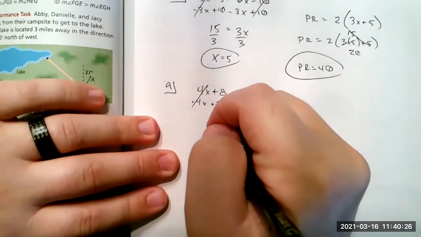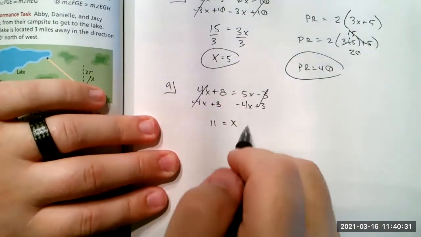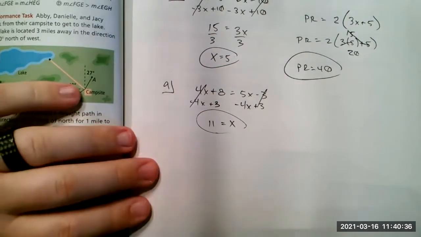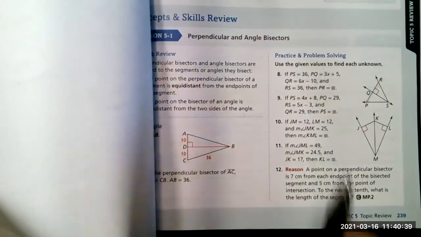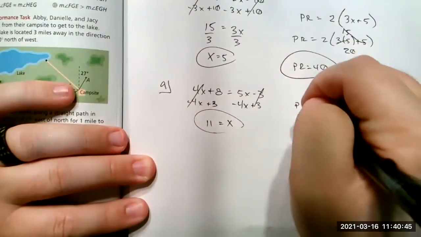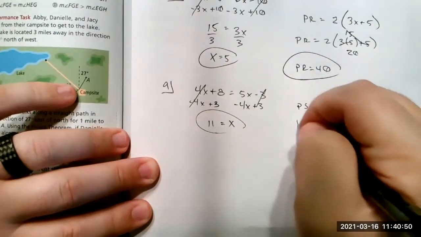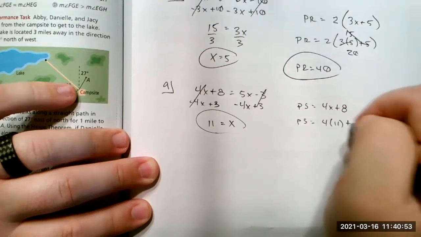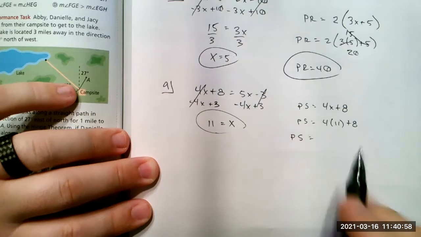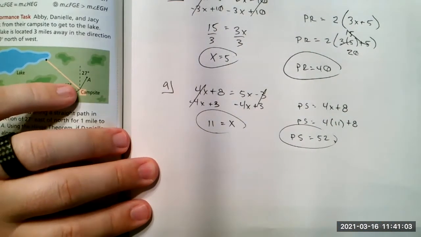So 8 plus 3 is 11. 5x minus 4x is x. So what I find out is that x equals 11. Again, we're not solving for x. That's just kind of a stopping point here. We're looking for PS. They're saying PS is 4x plus 8. Since I know x is 11, I can do 4 times 11 plus 8. 4 times 11 is 44. 44 plus 8 is 52. So PS is 52.